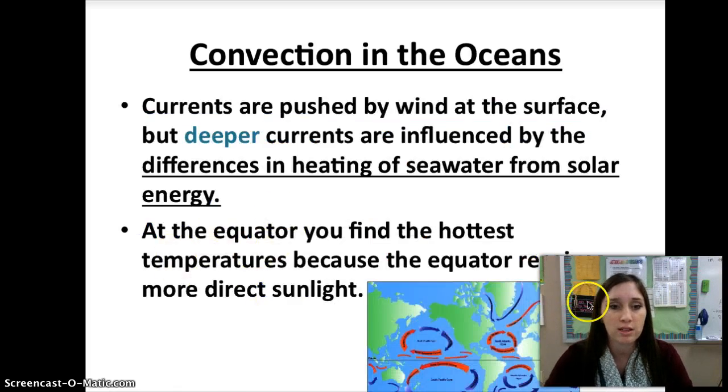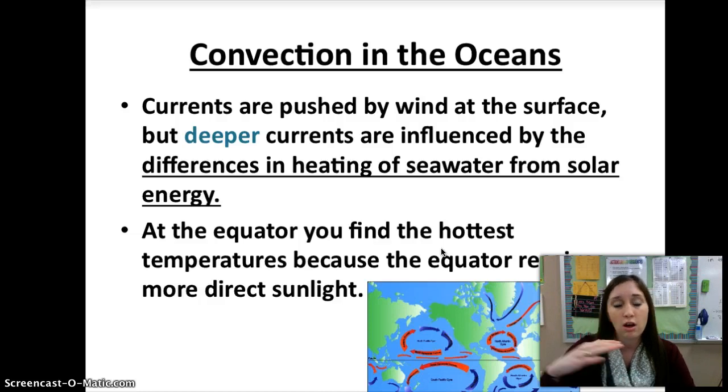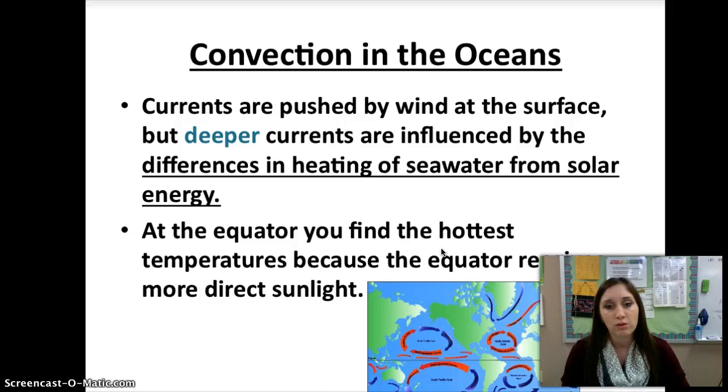All right, so if you look at this, it's just more explanation of ocean currents. Currents are pushed by the wind on the surface. So the wind is going to push the current on the surface. But if you go deeper into the current, it's going to be influenced more by the sun, by the solar radiation or the energy from the sun, because that is going to cause the density to change.